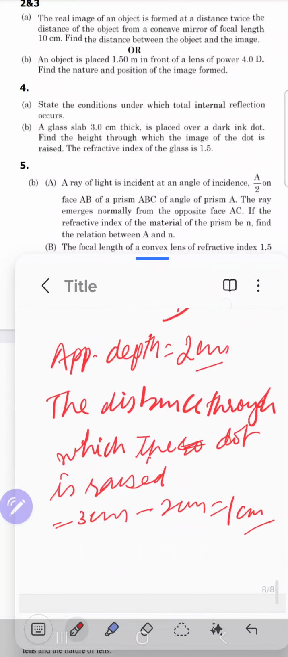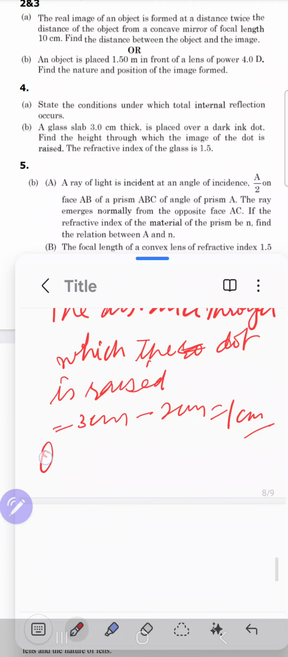Now question number 5. In this question, it's given that a ray of light is incident at an angle of incidence A by 2 on face AB of the prism ABC. Now let us draw a prism ABC, and the angle of prism here is A. The ray emerges normally from the opposite face. So here the ray is emerging normally from the opposite face.